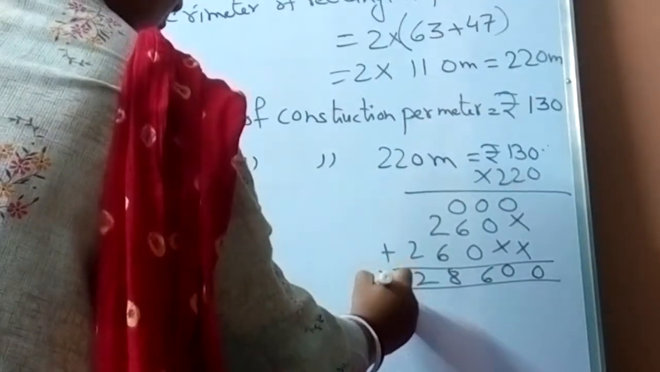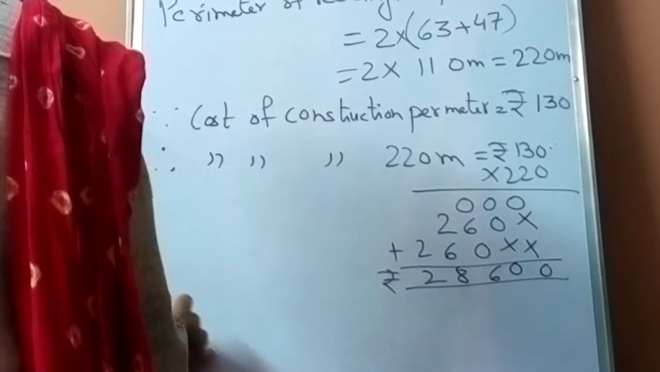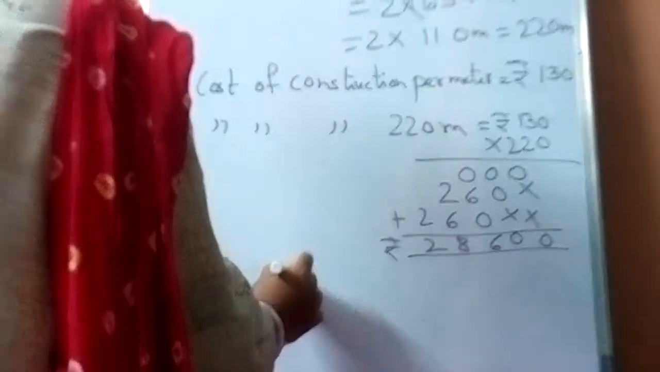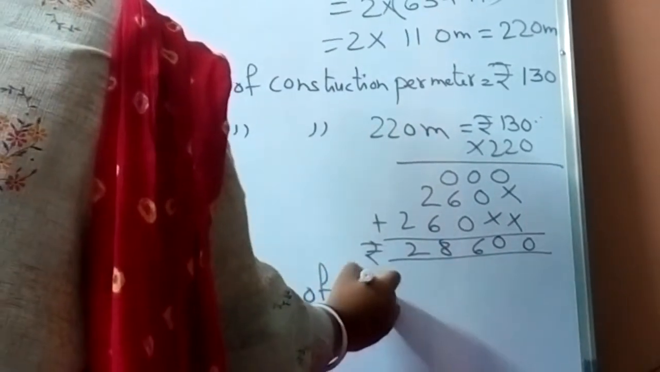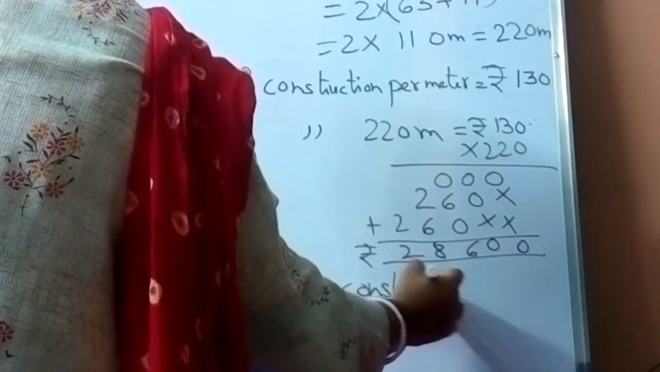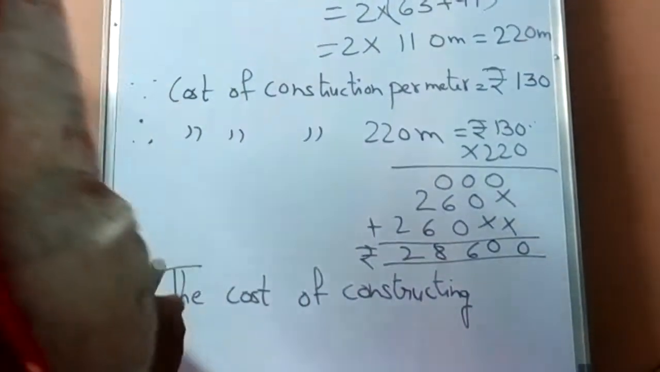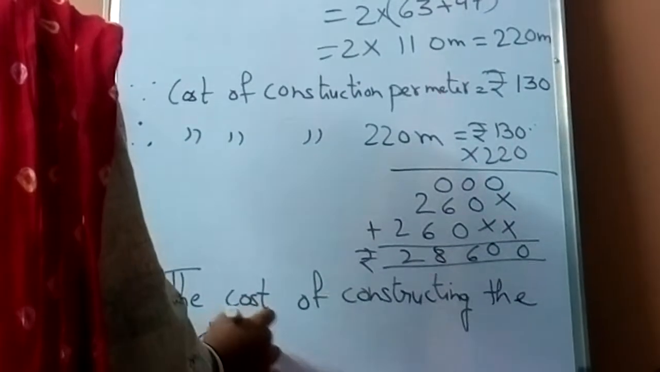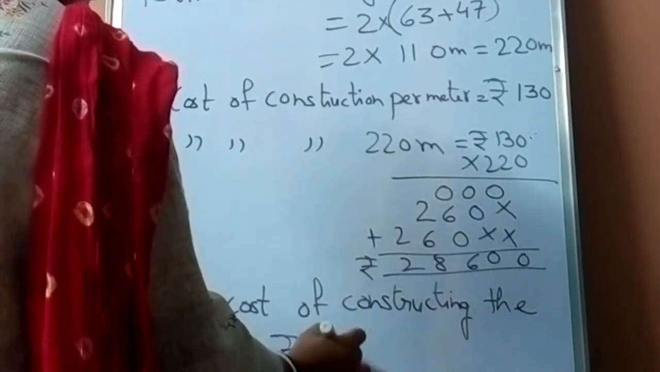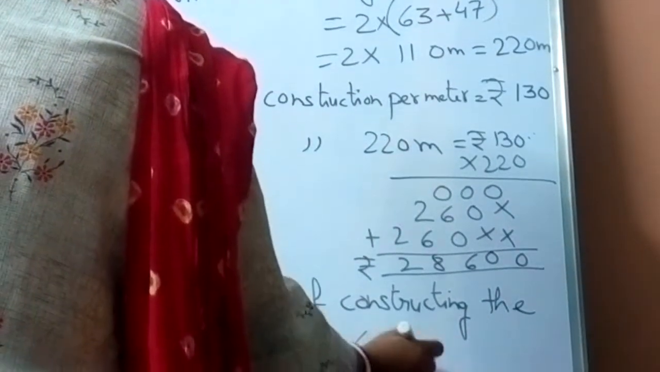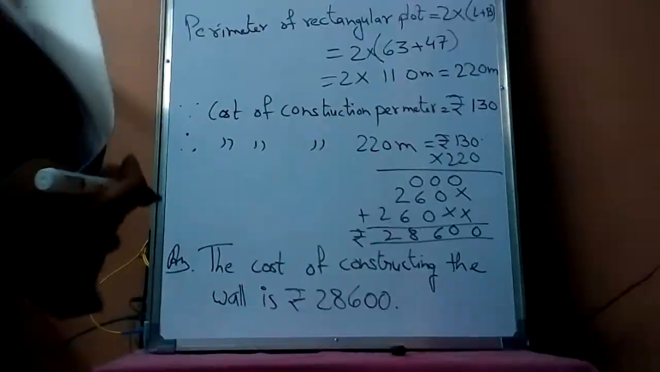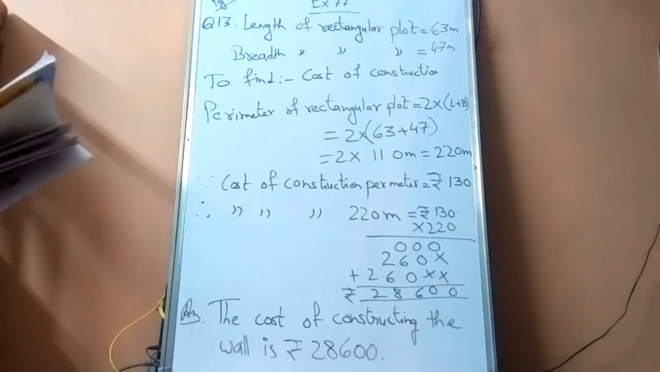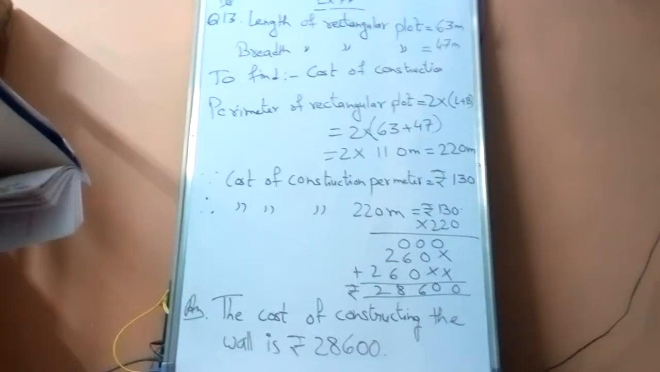So this is in rupees. So the answer will be: the cost of constructing the wall is rupees 28,600. The cost of constructing the wall is rupees 28,600. Okay. Now the next question, that is 14.